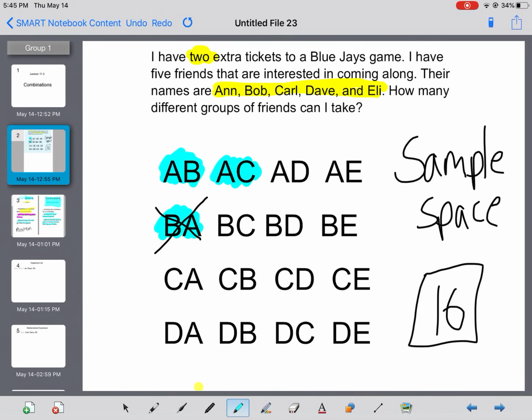Same with if I take Anne and Carl, that's the same as thinking Carl and Anne. So I cross out that one. So what we can see is we actually have a bunch of different pairs going on. Anne and Dave is the same as Dave and Anne.